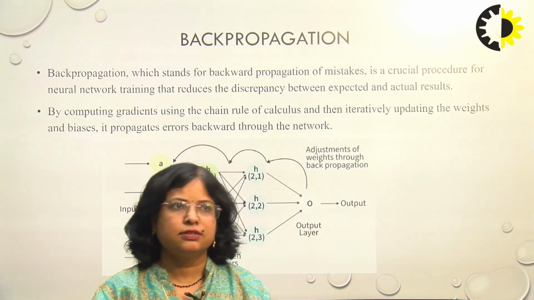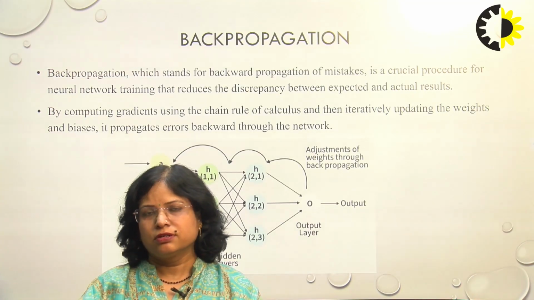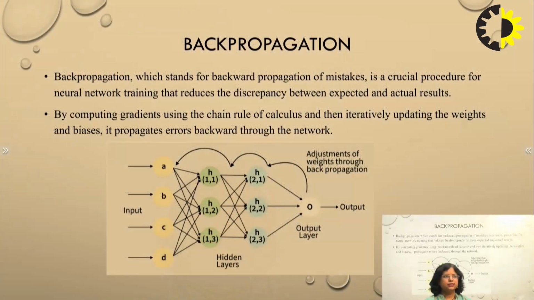In this backpropagation, we use one term, that is the gradient. This gradient is calculated by using the chain rule of calculus, and then iteratively we update the weights of the inputs and biases, because they propagate between the layers, and finally they affect the output of the network.